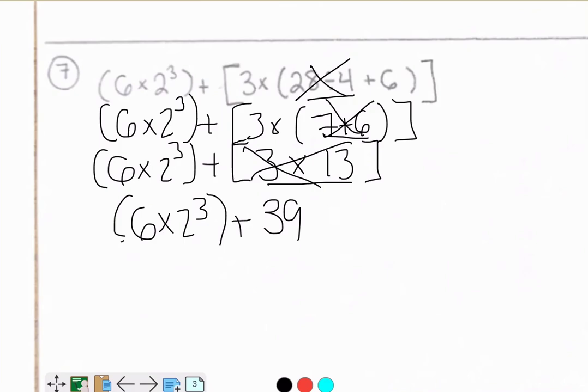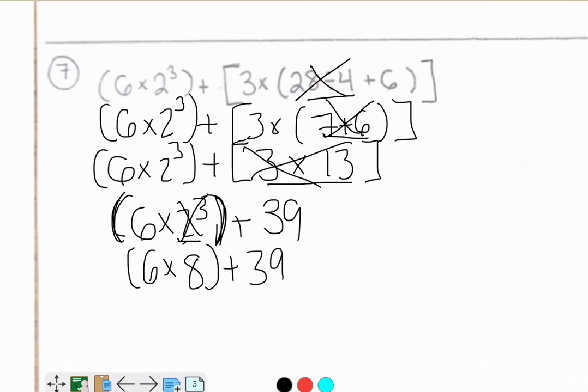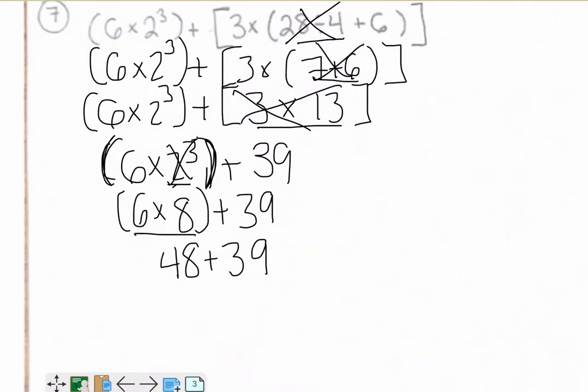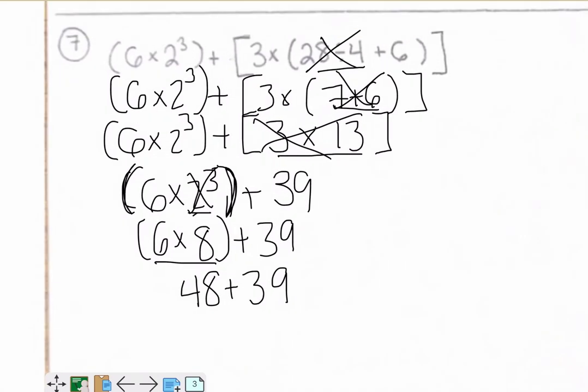I go to my parentheses now because I'm done with my brackets. 2 cubed is done first. 2 times 2 times 2 is 8. Bring down what I didn't use. 6 times 8 is 48 plus 39. If I was to work that out on the side, 48 plus 39, 8 plus 9 is 17. Carry the 1. 1 plus 4 plus 3 is 8. So my answer is 87.